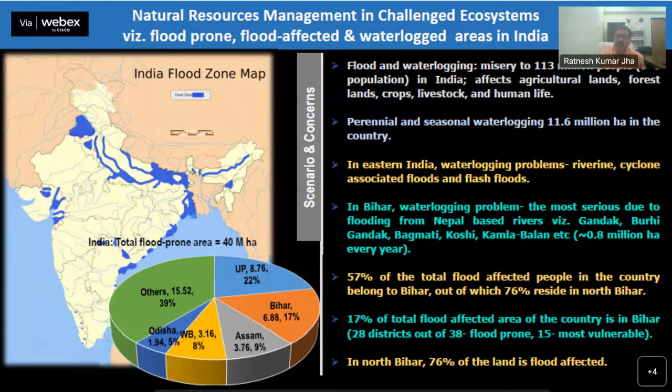Out of the total flood area of the country, 7% belongs to Bihar, and out of this, 76% is in North Bihar. And again, 17% of the total flood affected area in the country is in Bihar, and 38 districts are always flood affected. So in North Bihar, 76% of the land, you can say two-thirds of the land, is flooded.